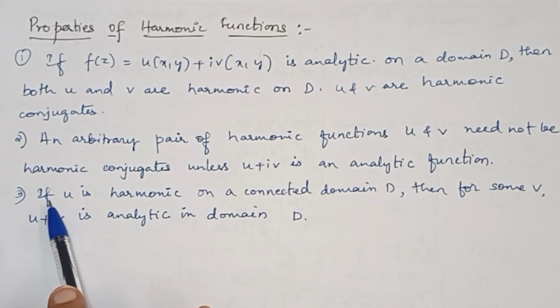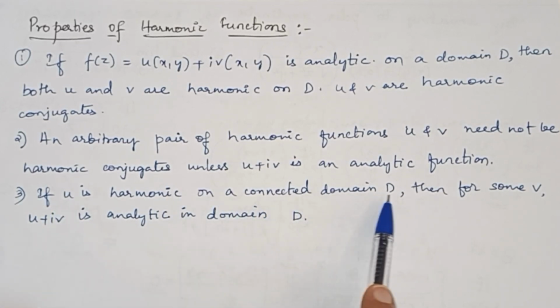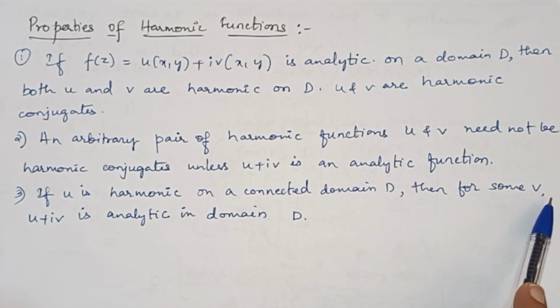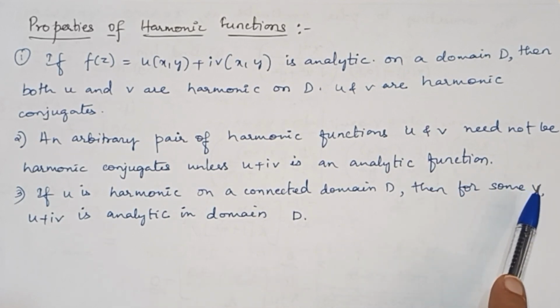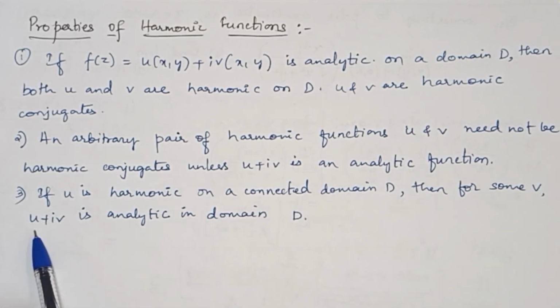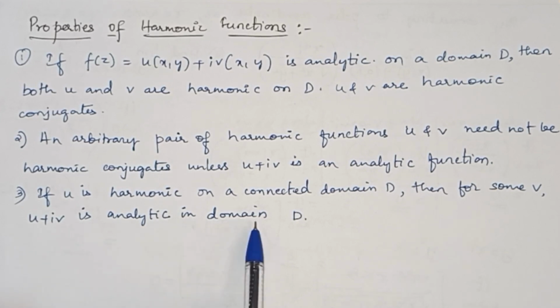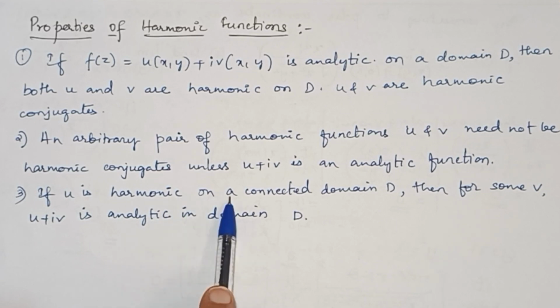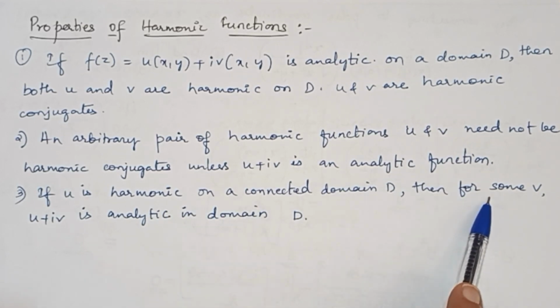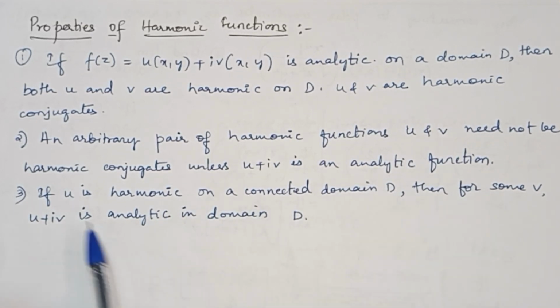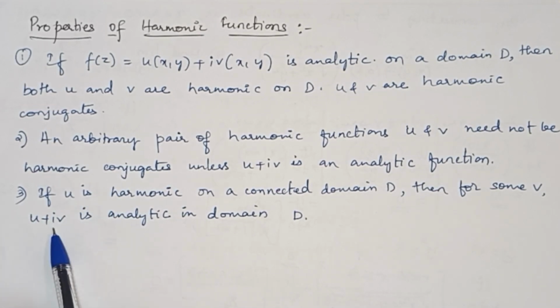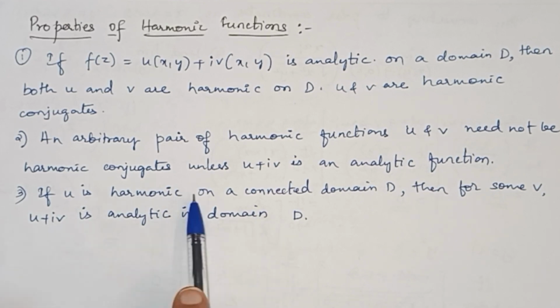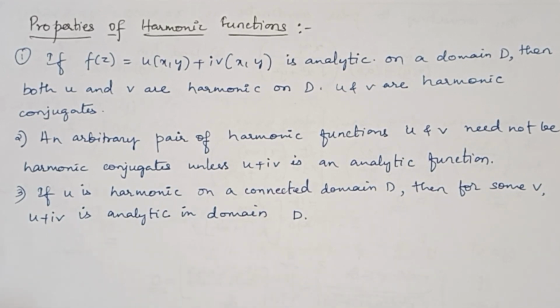One more property: if u is harmonic on a connected domain D, then there exists another function v such that u plus iv is analytic in the domain D. So for a given harmonic function, you can find its harmonic conjugate, so that by writing u as its real part and v as its imaginary part, we will get the analytic function associated with the given harmonic function.